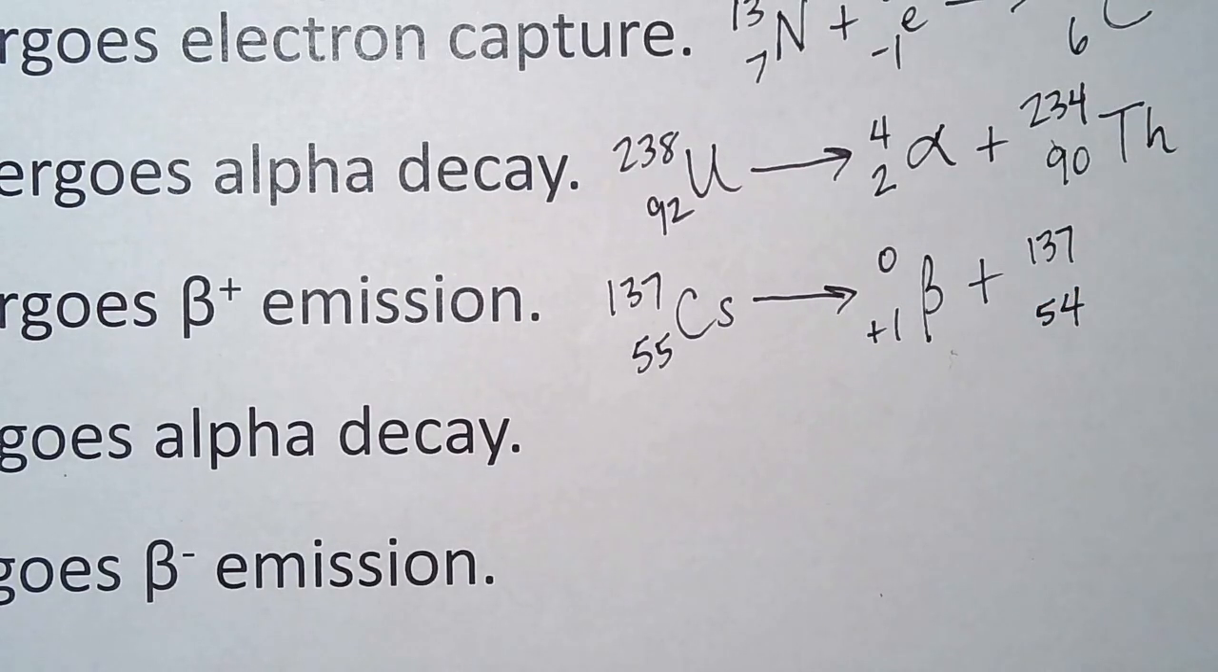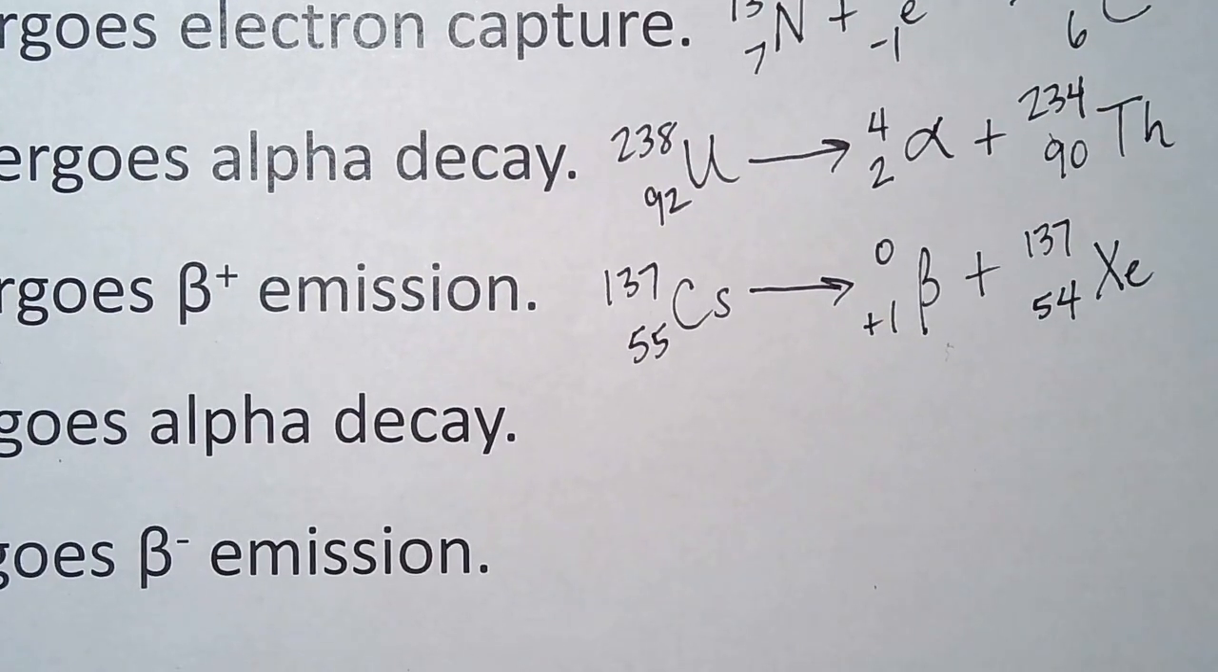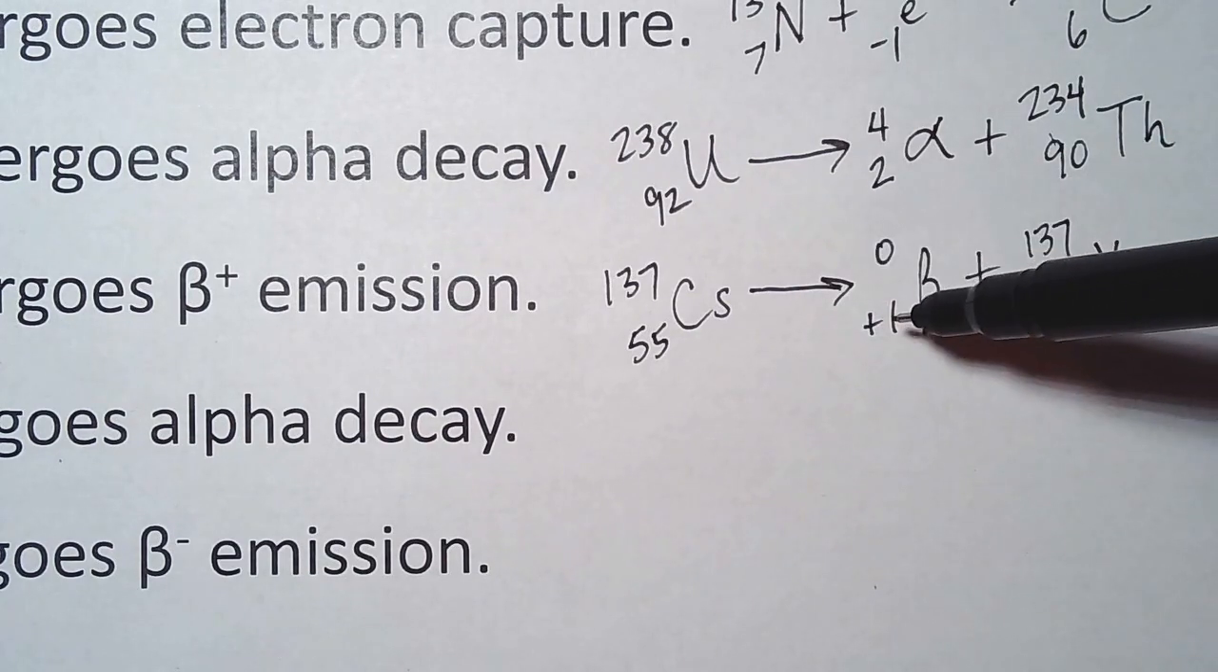Alright, so we have 1 plus 54 to give us 55. 0 plus 137, still 137.